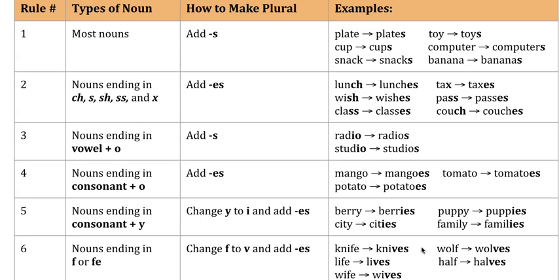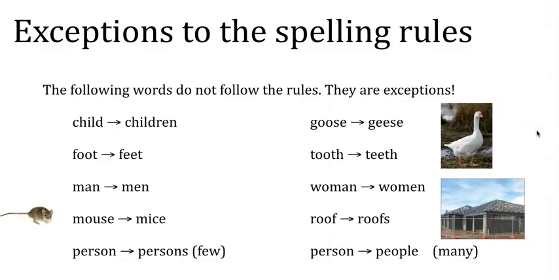These are the 6 rules. Write them down and study them. You will use these 6 rules many, many times. There are exceptions to these spelling rules. Exceptions means they don't follow the rules.